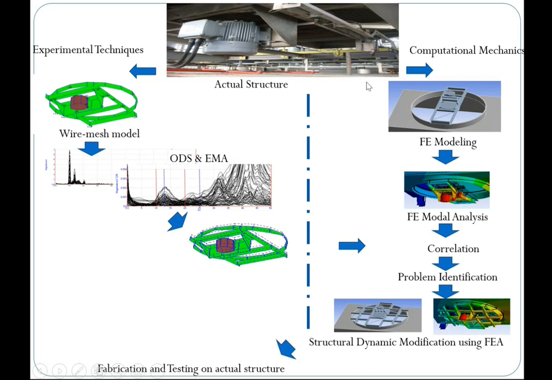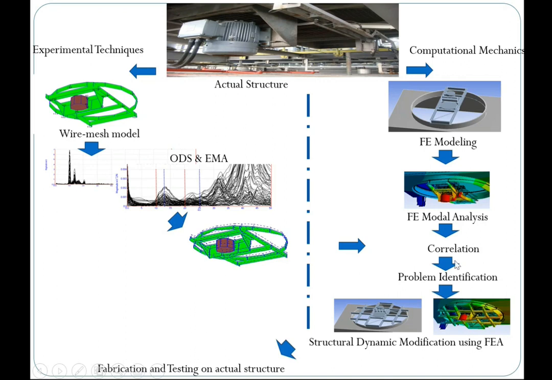At the same time, you can build a CAD model. It performs FE modeling and FE model analysis to get the same dynamic behavior, the same dynamic characteristics, as the actual EMA. So once it is well correlated, then we say that this model is validated. Then you can perform problem identification, then you can perform structural dynamic modification.